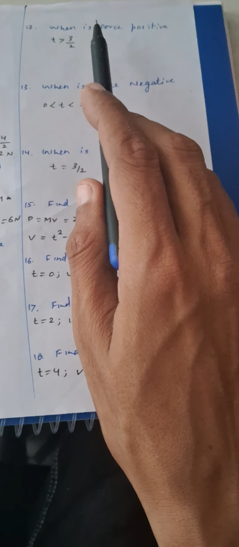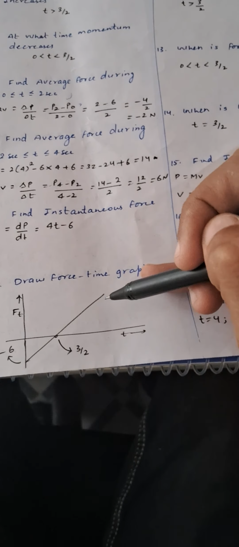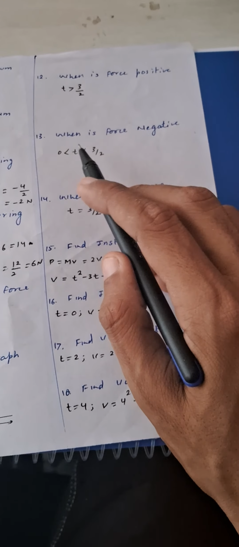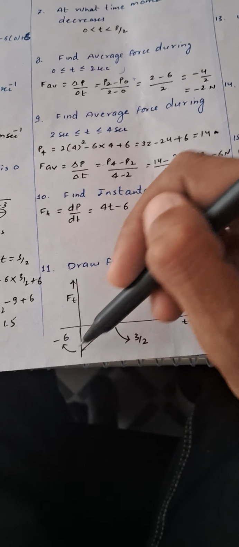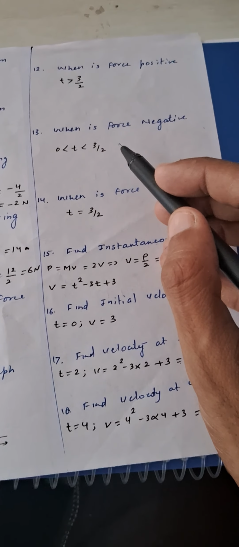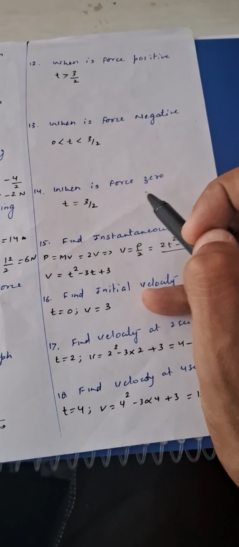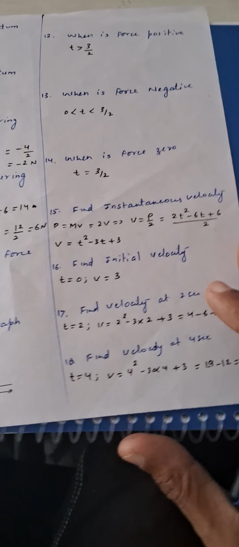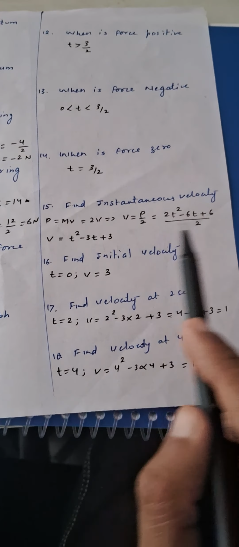Next is when is force positive. As you can see in the graph, force is positive when t is greater than 3 by 2. So that will be the answer to this particular question. Next is when is force negative. You can see in the graph force is negative when t lies between 0 to 3 by 2. So that will be the answer to this question. Next is when is force 0. As given in the graph, force is 0 at t equal to 3 by 2.